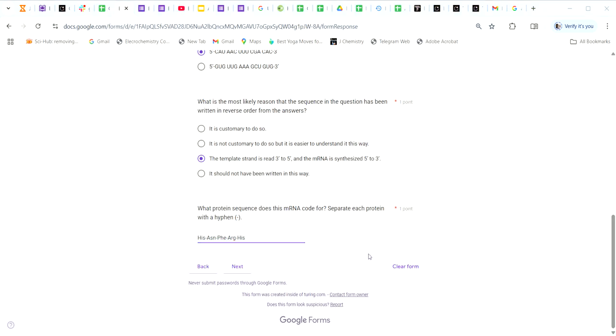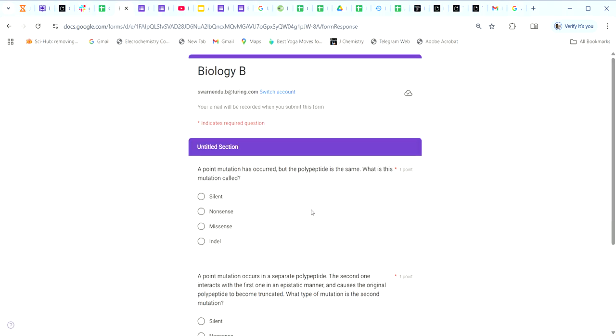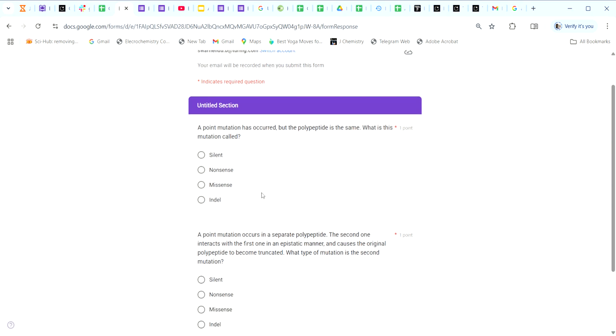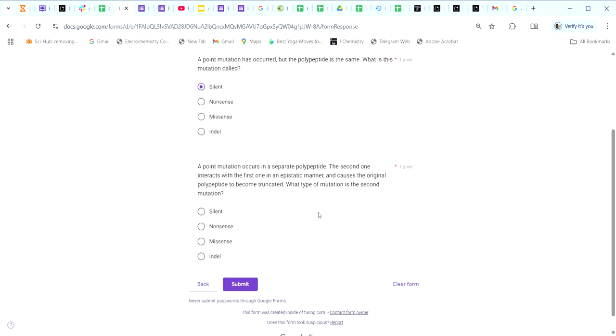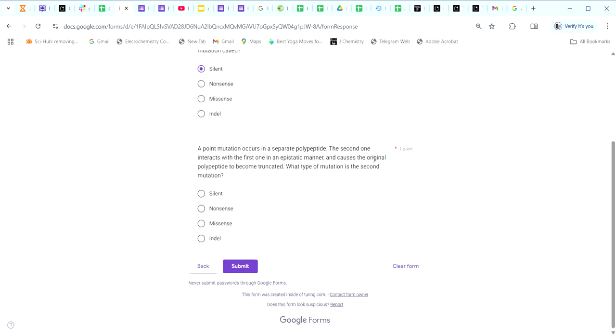Okay, now move to the next. So a point mutation has occurred but the polypeptide is the same. What is the mutation called? Silent. A point mutation occurs in the second one instead of the first one and causes a different amino acid. What type of mutation? Missense.